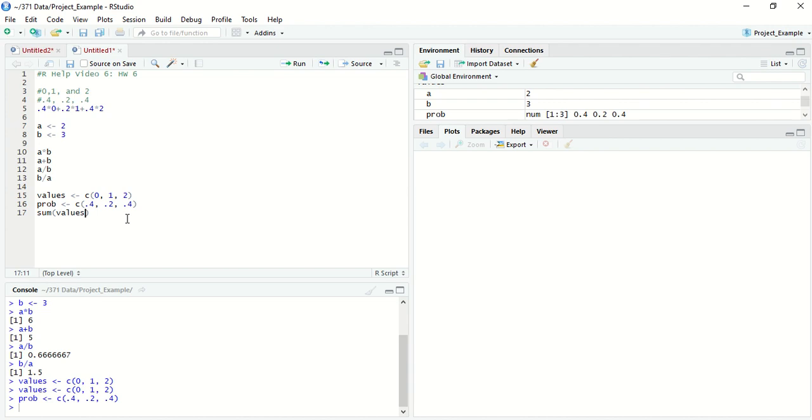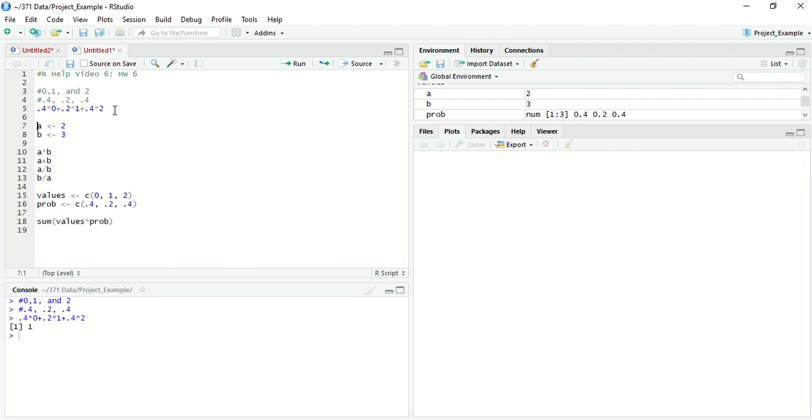To get the expected value, sum values times probabilities, and as we can see, the expected value is 1. If we come back to the first way I showed you, it is 1 as well, but it is a lot more efficient to do it using vectors. The only reason I showed you the calculation without vectors is because I think it's very important to understand what's going on at a conceptual level. You should definitely utilize R to become more efficient, but the conceptual understanding is also important.